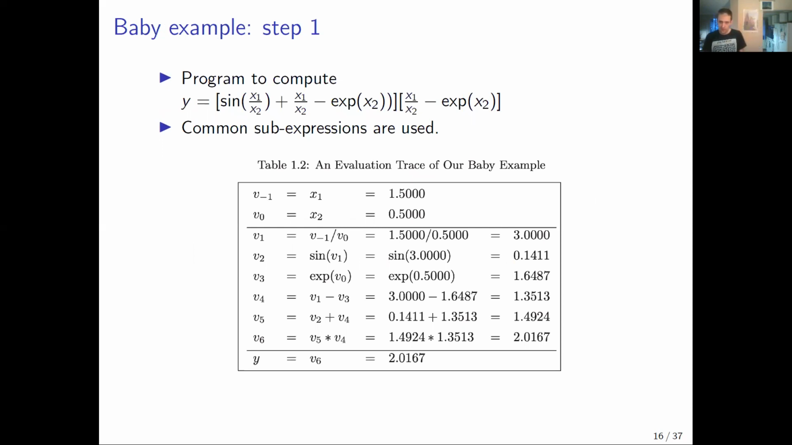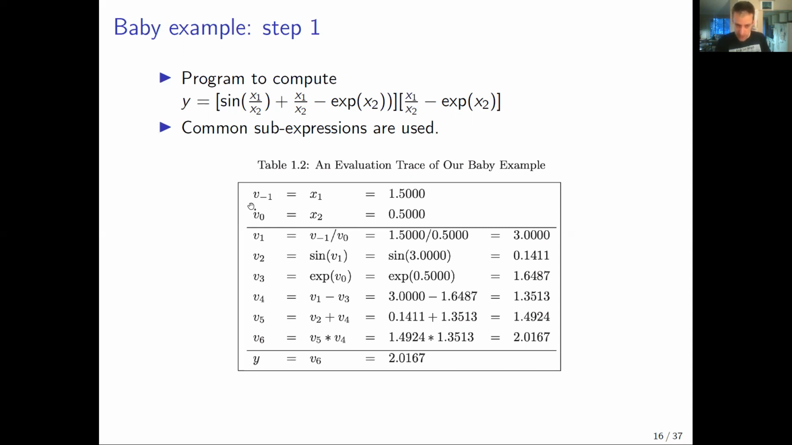Okay, so now to illustrate an example of an evaluation procedure, Griewank and Walther give this simple example of an evaluation procedure whose purpose is to compute this simple mathematical function here at the top. So they have this function here, and then they have basically the sequence of steps. Notice that there are two inputs, x1 and x2, and one output, y.